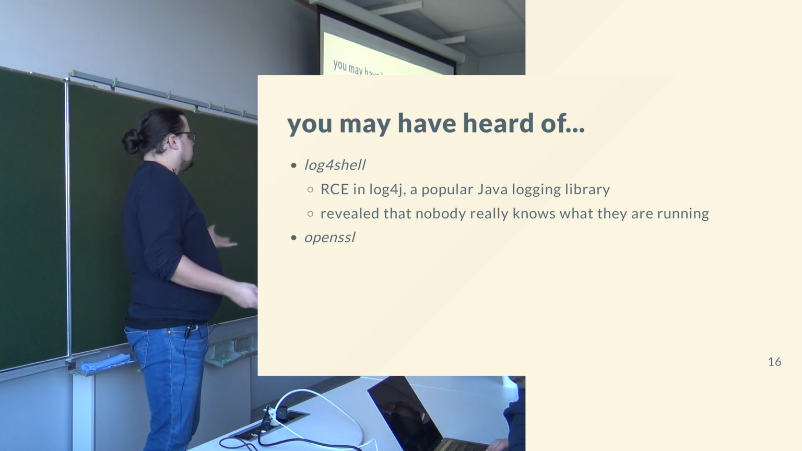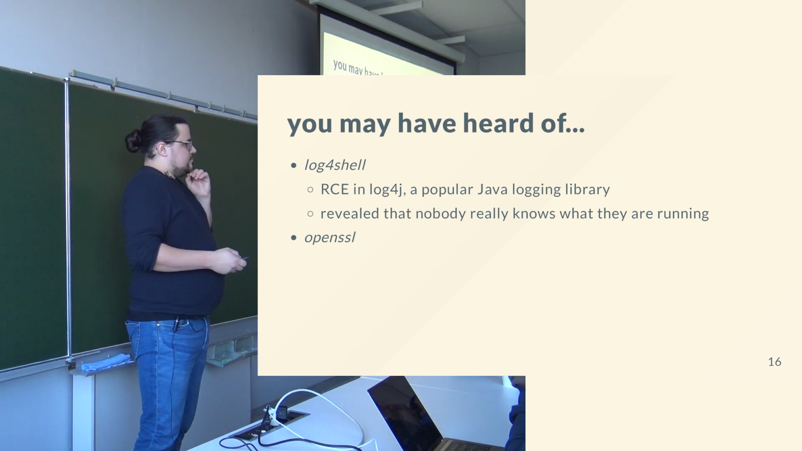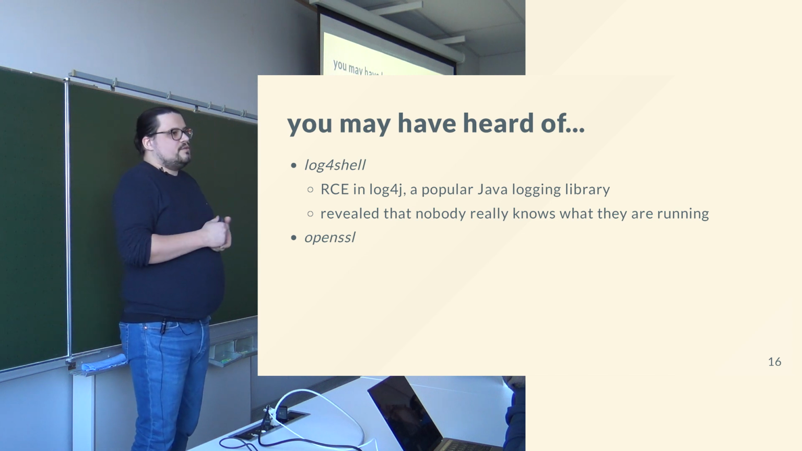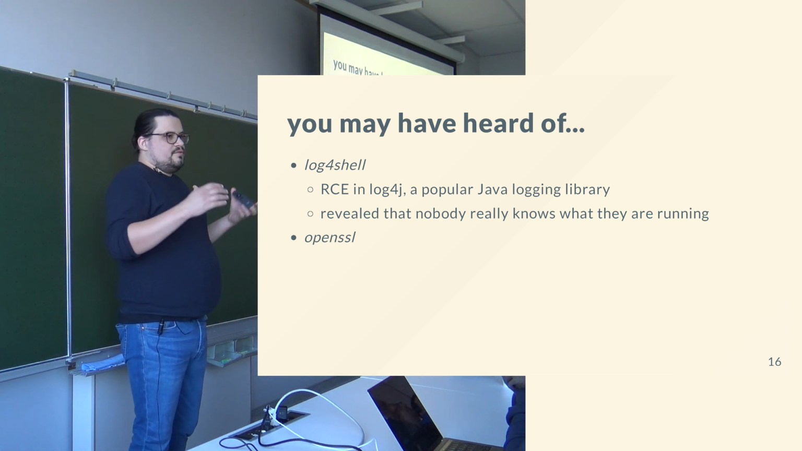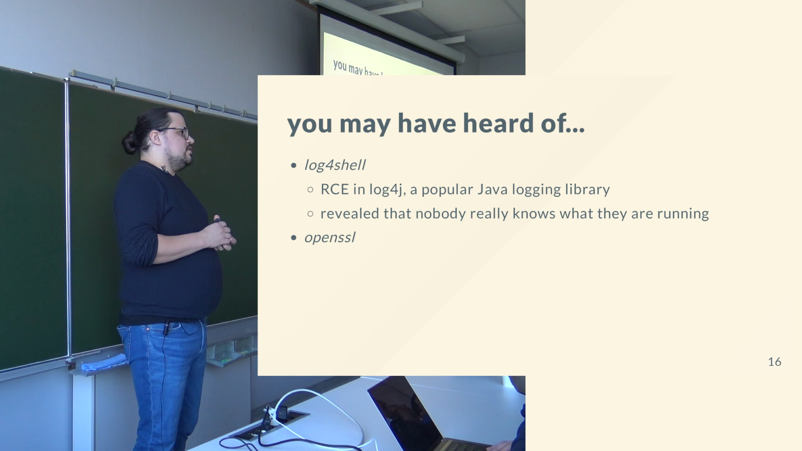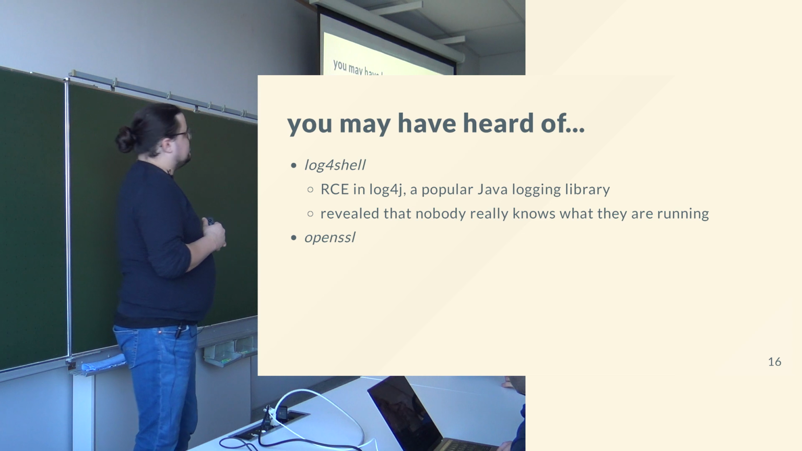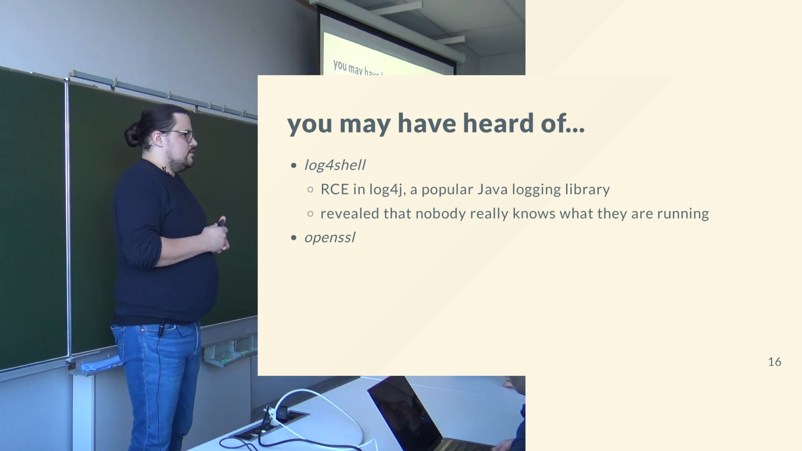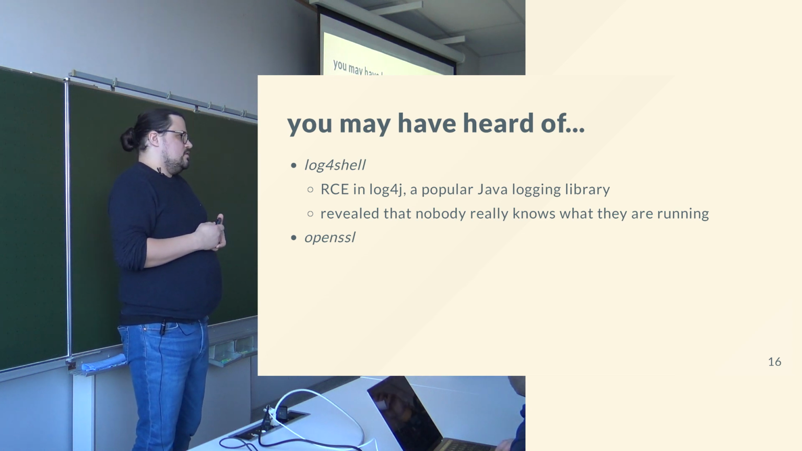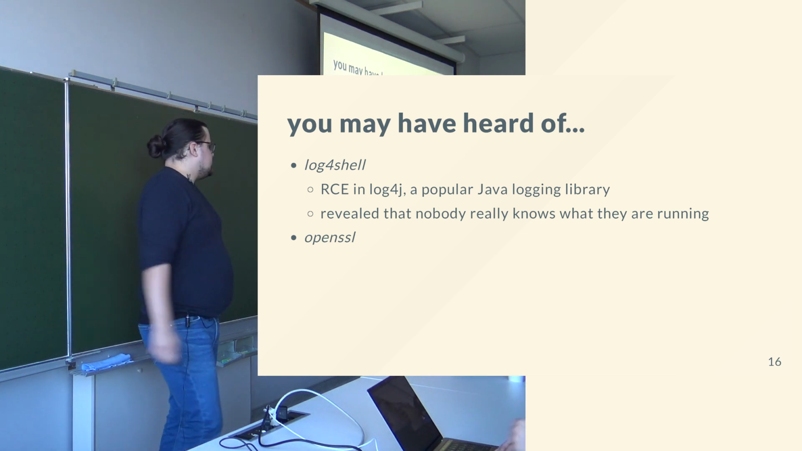You may have heard of Log4Shell, for example, which was an RCE in a popular Java logging library. And this really showed that not a lot of organizations really know what is running in their companies, and a lot of admin teams were a bit in panic to find out where there could be a copy of Log4j running. And it shows that the software stacks are really deep now, and people generally don't have enough visibility to keep track of the security risks.